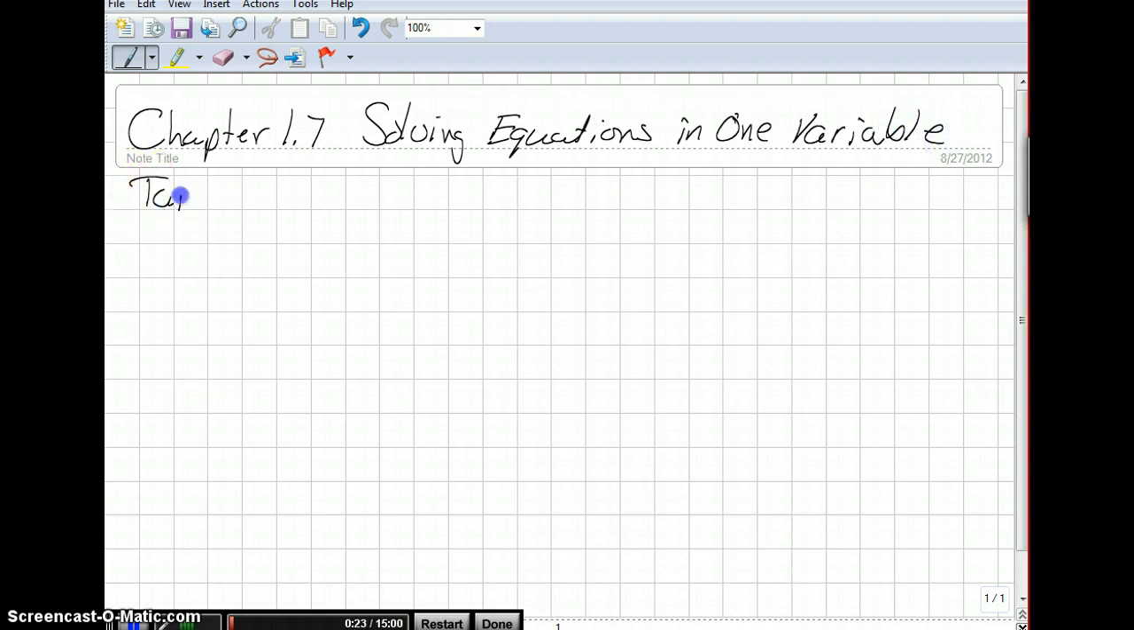Our target today is: I can solve equations in one variable.